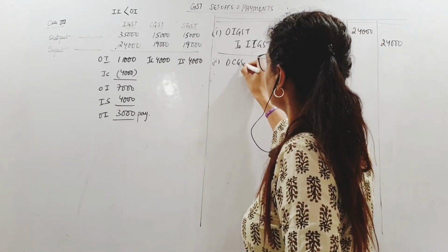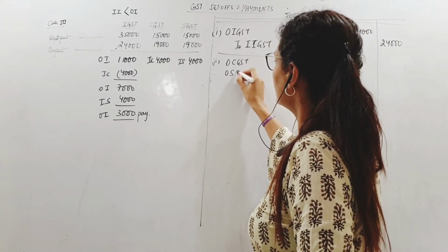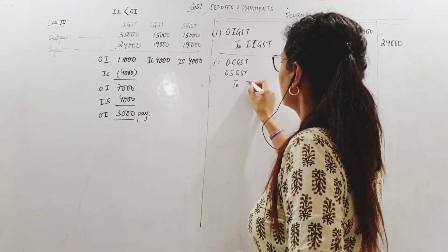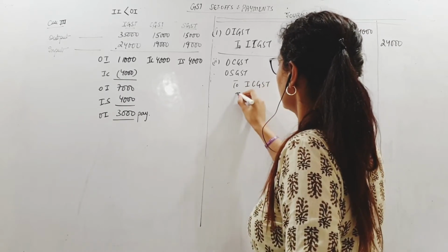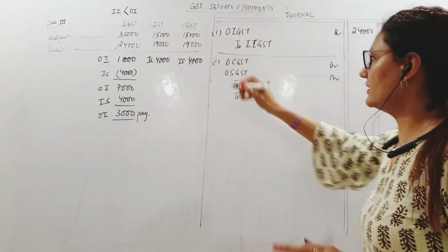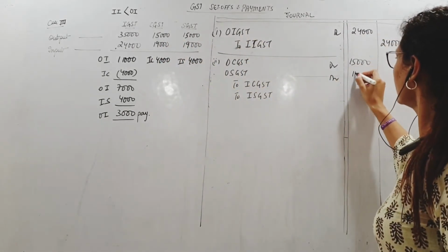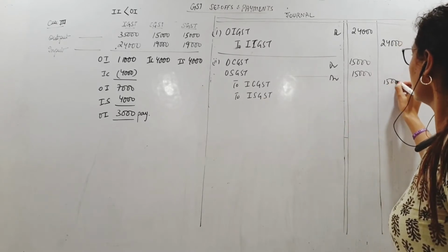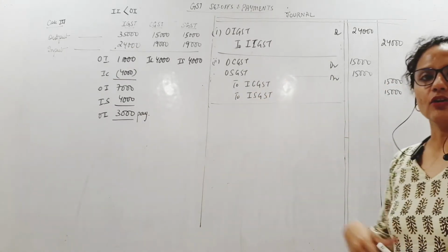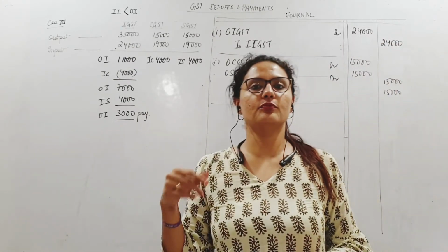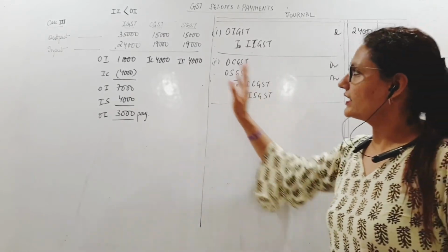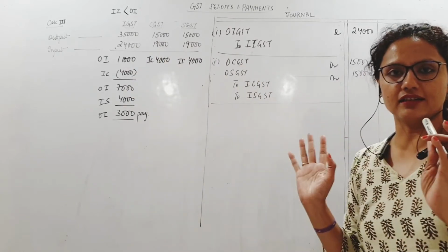So output CGST, output SGST, both will be debit, right? To input CGST, to input SGST. We can write off only 15,000. So 15,000 here and 15,000 here. Okay. So second step में क्या किया? Set off output CGST against input and output SGST against input individually. Done. Now we come to this cross wala third step.